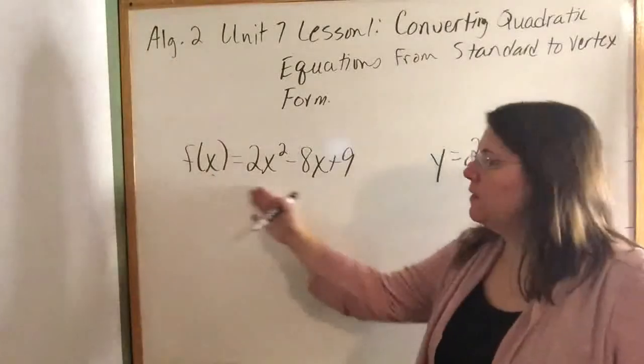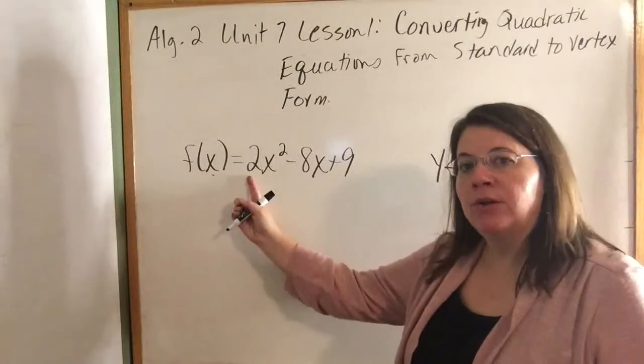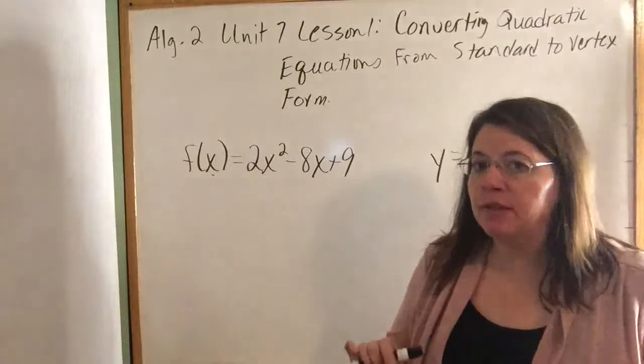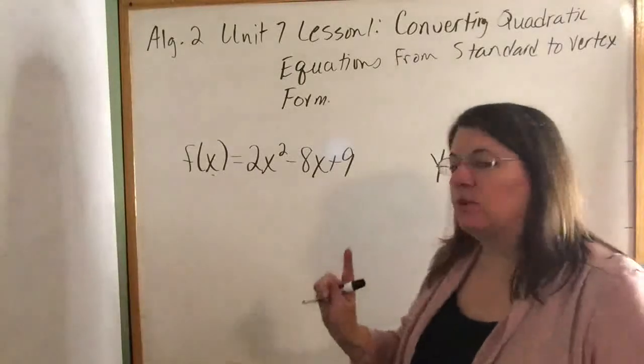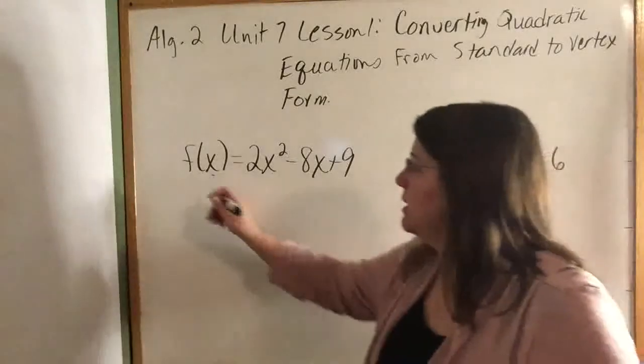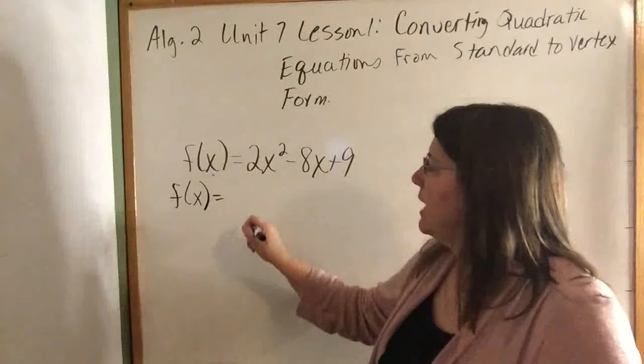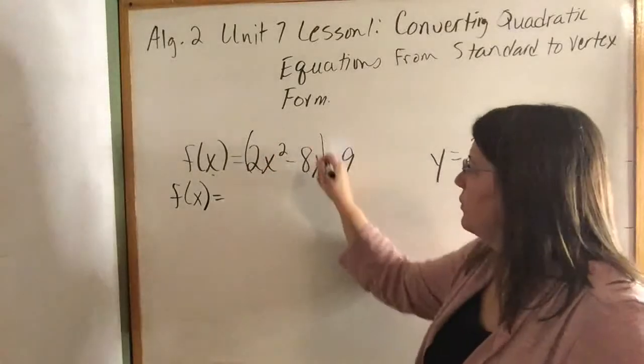This one's a little bit different because we've got an a other than 1 now. So it's going to change what we do just a little bit, same method, but there's one extra step that we have to think about when we're writing this in vertex form. So I'm going to start it out the same way. I've got f of x equals, and I'm going to group again the first two.